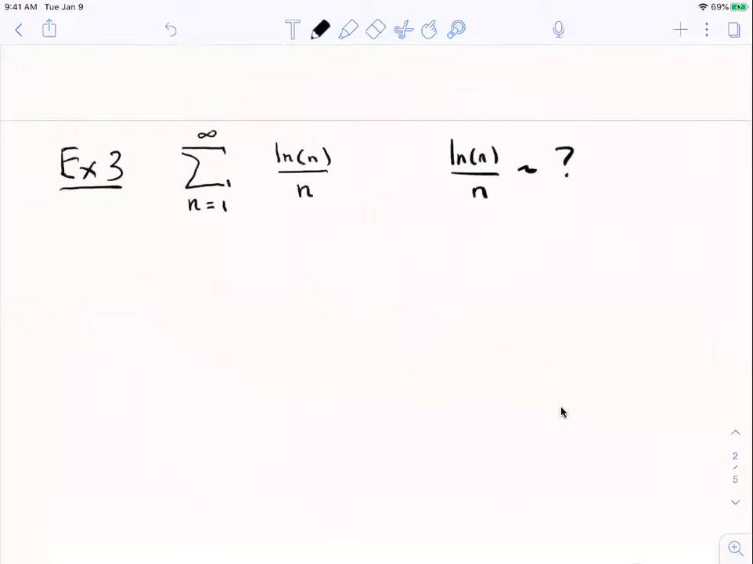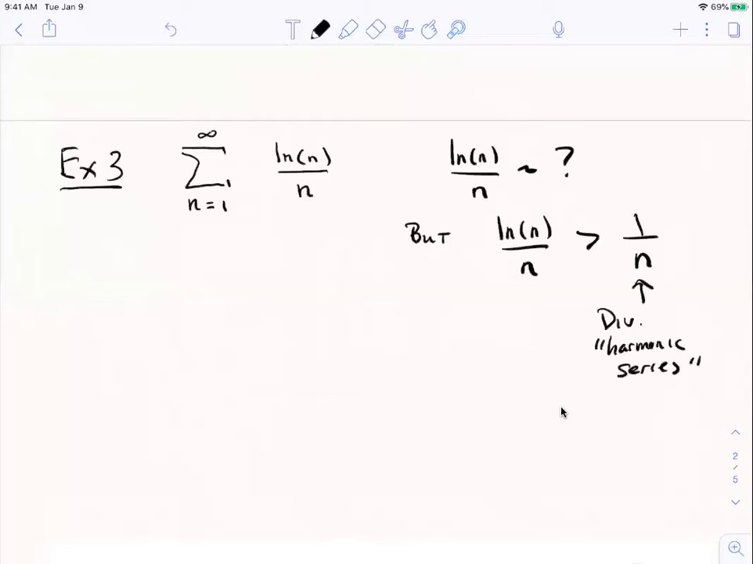However, because the logarithm is getting big as n goes to infinity, it is true that this fraction, log n over n, is bigger than just 1 over n, because the logarithm will be bigger than 1, and bigger numerators make fractions bigger. This thing is divergent. That's our harmonic series. I want you to know that name. The harmonic series, the series whose terms are 1 over n, we used the integral test to prove that it diverges.